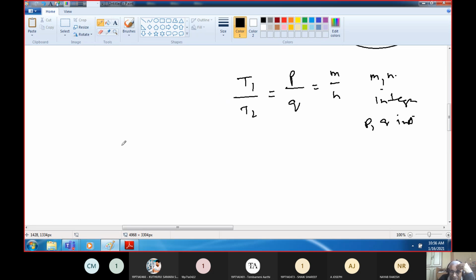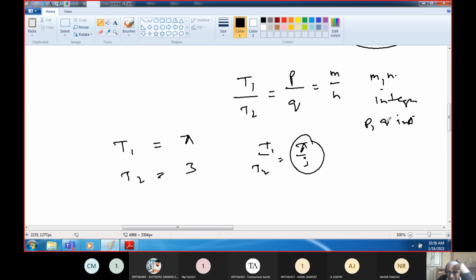Now, what is the meaning of this one? Supposing T1 is there. Okay, now T1 is having a frequency of pi, so time period of pi. T2 is having a time period of 3. So what is T1 by T2? T1 by T2 is equal to pi by 3. So this is not a rational number. You have to ask the question, is it a rational number? The answer is no. So we cannot find T.